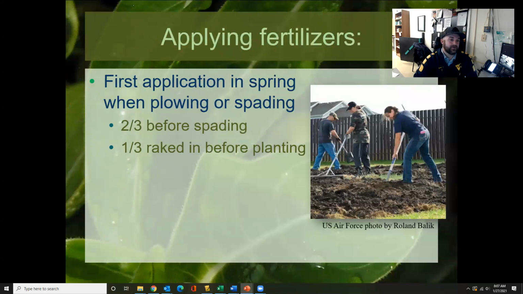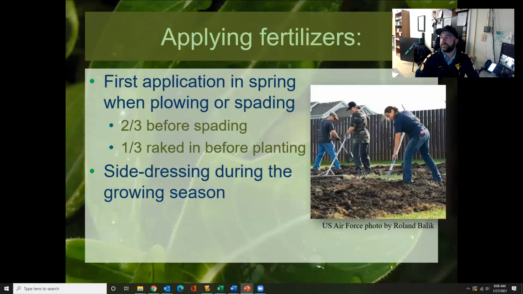Applying fertilizers, first application in spring when plowing or spading, 2/3 before spading, and 1/3 raked in before planting. So if you're just doing a regular yard, you can do a normal broadcast right over top with a granular fertilizer, but you definitely have a couple more steps whenever you're going into a garden.